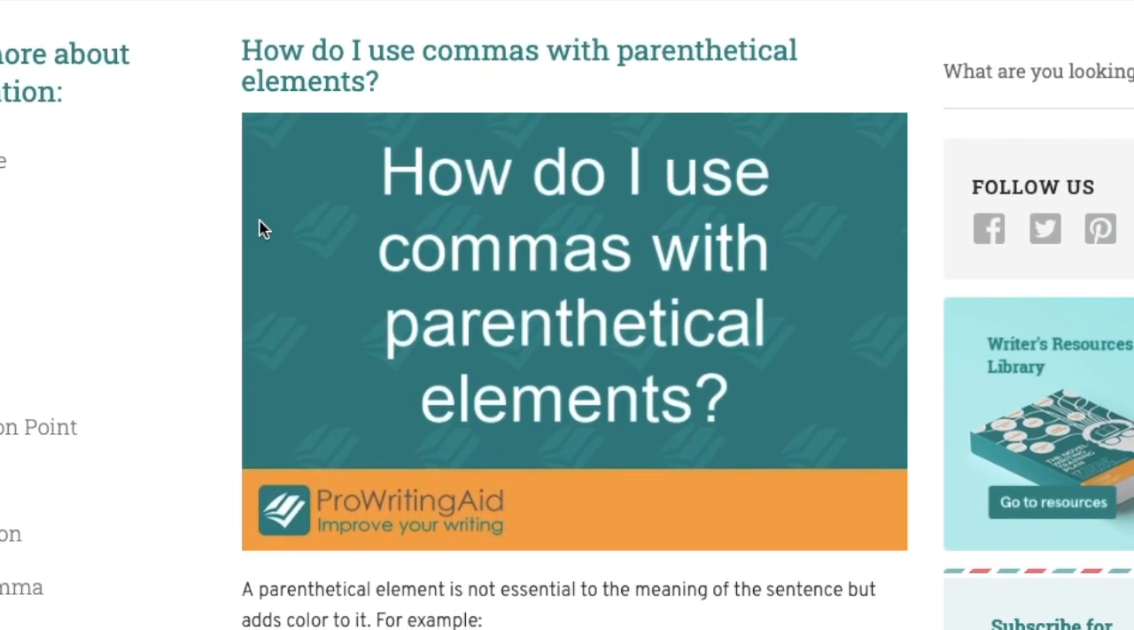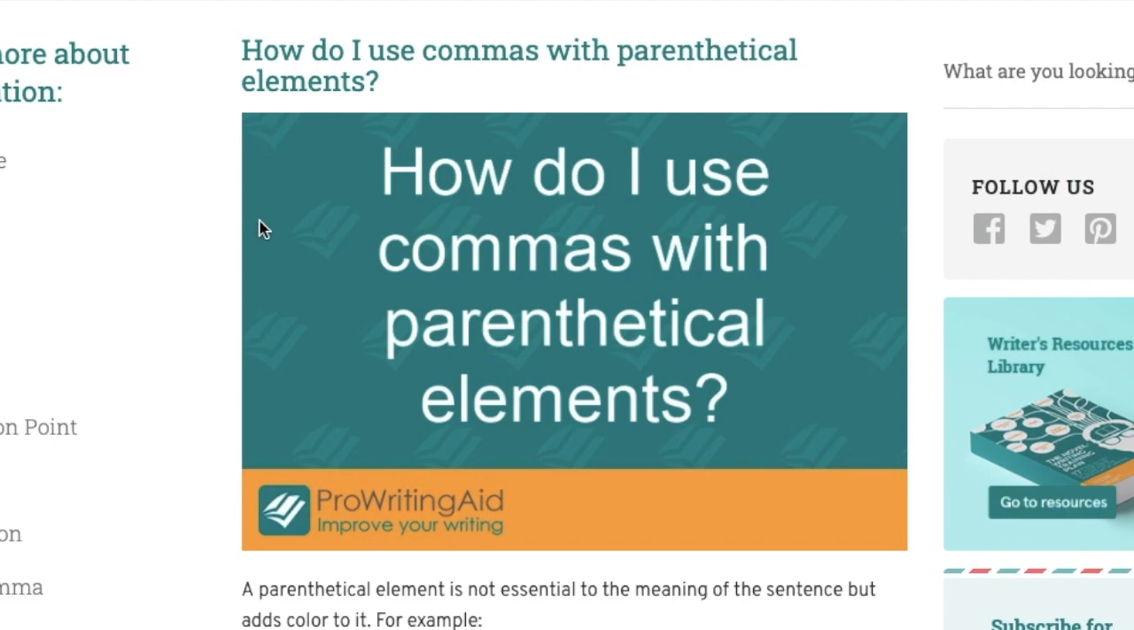So how do I use commas within parenthetical elements? Parenthetical elements are additional elements. They're not essential to the meaning of the sentence. So a parenthetical element is this: my teacher, comma, Deborah Snow, comma, went to Birmingham University. It's not essential for you to know the name. That can be lifted out. Okay, so it adds colour or interest.